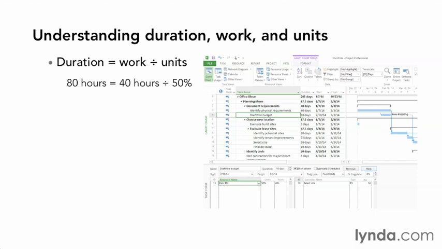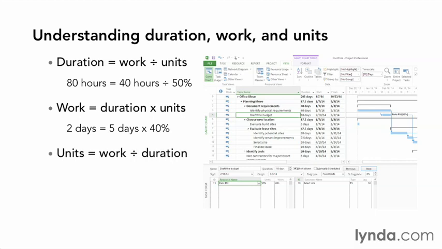Switching the formula around, work equals duration times units. If you estimate duration to be 5 days, and the resource works 40% on the task, the work is 2 full workdays, or 16 hours.